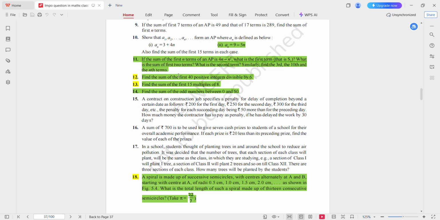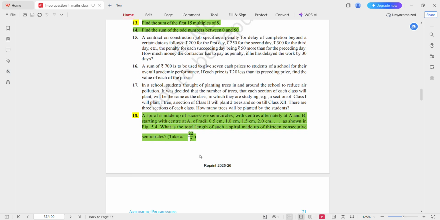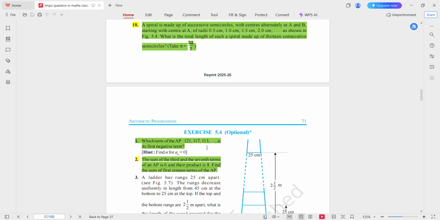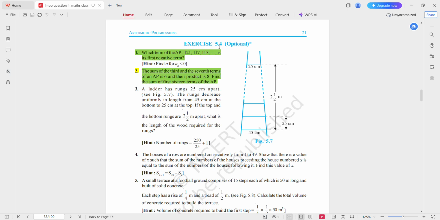11th question is important. 12th and 13th questions are very much important. Higher priority should be given to these questions. 14th question is important. 18th question is very much important. Higher importance should be given to this question. And in this chapter, even though it is optional, you need to study the first two questions, and more importance should be given to the second question.